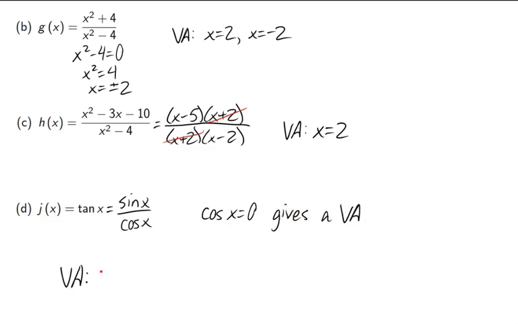This happens at every odd multiple of pi over 2. This is, say, pi over 2, 3 pi over 2, 5 pi over 2, and so on, as well as negative pi over 2, negative 3 pi over 2, and so on. These are the values where the cosine of x is 0, and I would point out also that the sine function is either 1 or negative 1 at all of these points, so we will always get a vertical asymptote out of that.